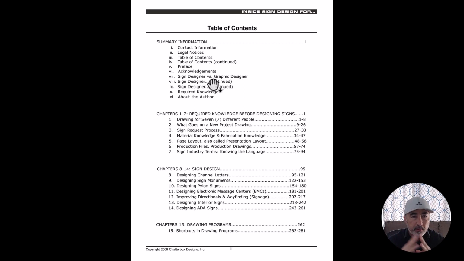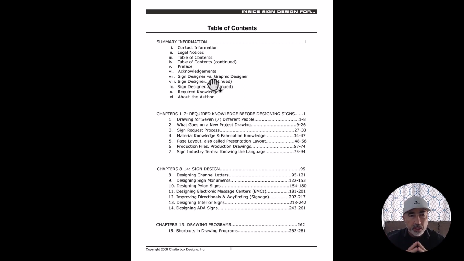So that's chapter 4. Chapter 5 is page layout, also called presentation layout. Some people call them proofs, some people call them concept drawings. There's a lot of different things you can call them. You can call them sales drawings, but you're presenting a layout to the customer, and yes, you are trying to sell it. And the word proof and concept comes from the old school and old days, which has fallen over to today, which is still applicable.